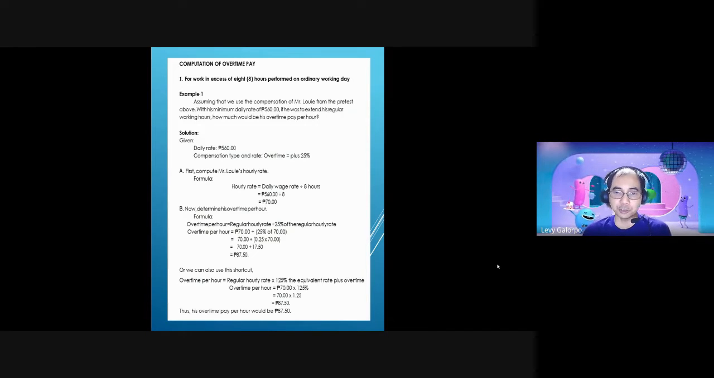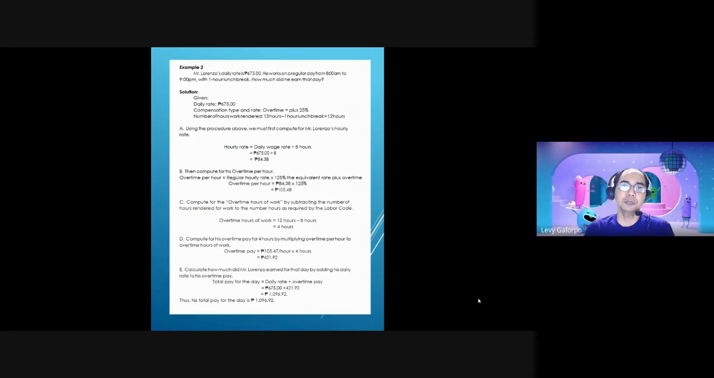Sa iba pang computation, ginagamit natin yung times 125%. Mas madali ito, pinaka-shortcut na ito. Overtime per hour is equals to 70 pesos times 125% is equals to 87.50. Example 2, Mr. Lorenzo's daily rate is 675.